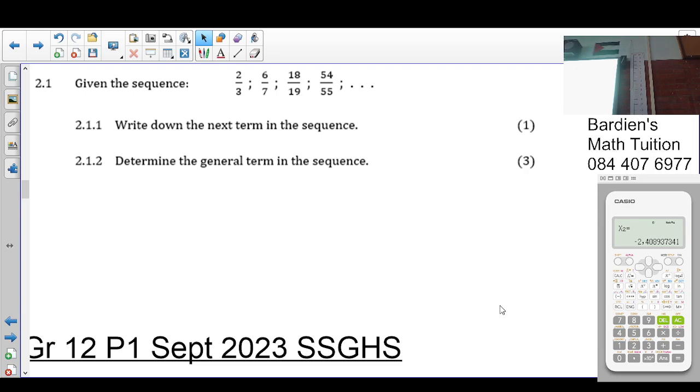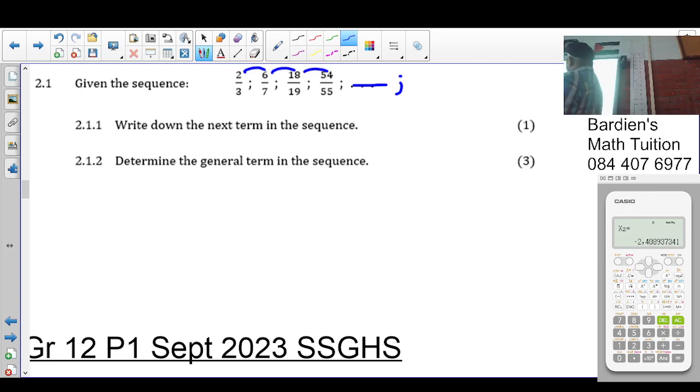So the question says write down the next term in the sequence. If you look at how I move from 2 to 6, 6 to 18, I'm multiplying by 3 all the time, not so? So 54 times 3 gives you an answer of 162. So that's 162 over 163. Okay, you all agree with that?